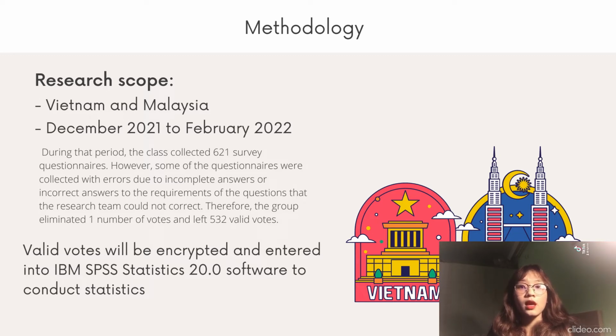621 survey questionnaires. However, some of the questionnaires were collected with errors due to incomplete or incorrect answers to the requirements of the question that the group could not correct. Therefore, the group eliminated those votes and left 532 valid ones. Valid votes will be encoded and entered into SPSS statistics software to conduct statistics in the next step.